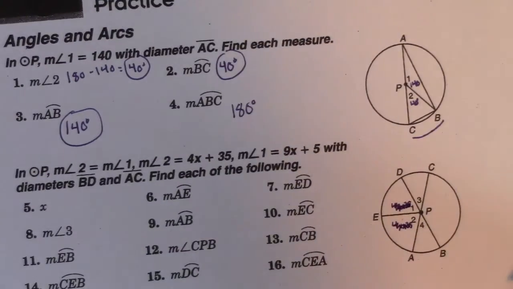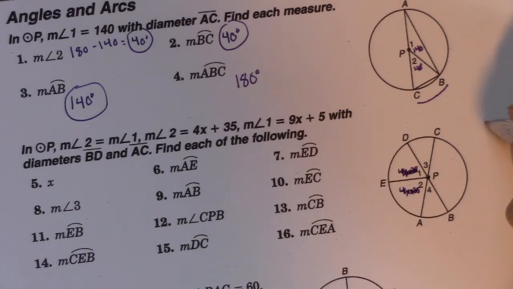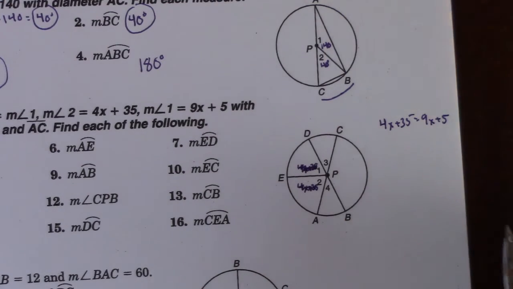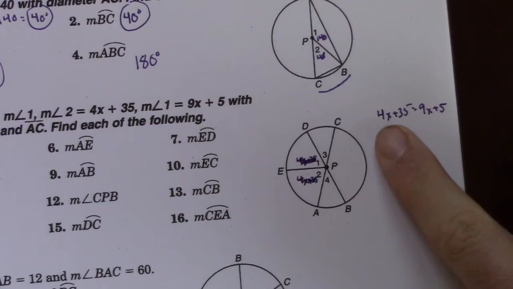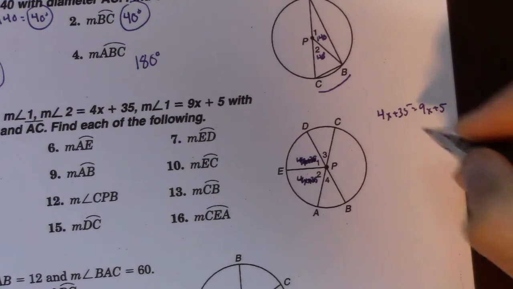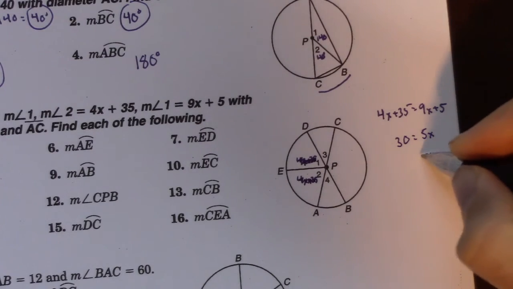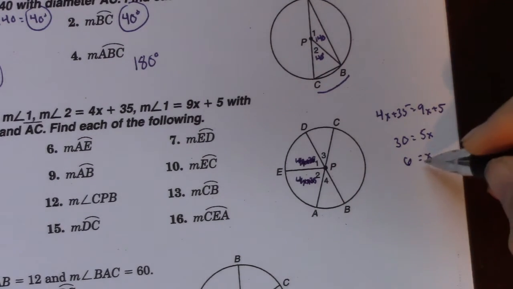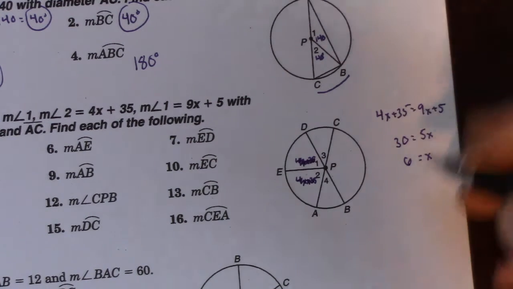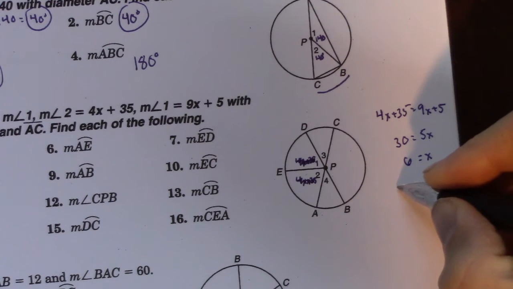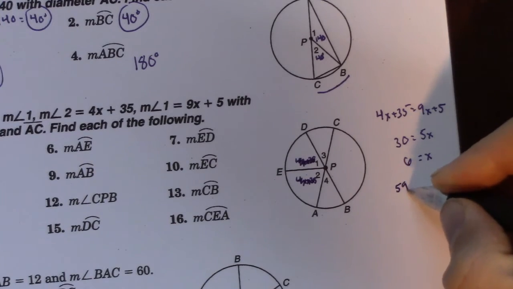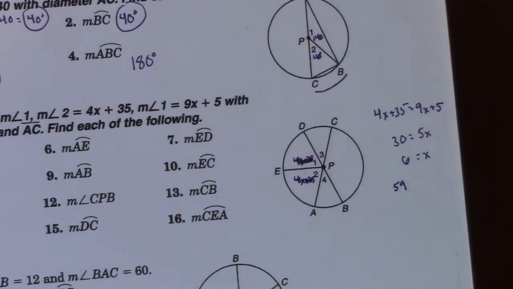So I'm going to come over here, and I'm going to say that 4x plus 35 is equal to 9x plus 5. Because we're just saying that angle 1 and angle 2 are equal to the same. So if I subtract the 5 and subtract the 4x, I get 30 is equal to 5x, which means x is equal to 6. If I plug that 6 in, 24 plus 35 gives me 59, and then 54 plus 5 gives me 59. Okay.